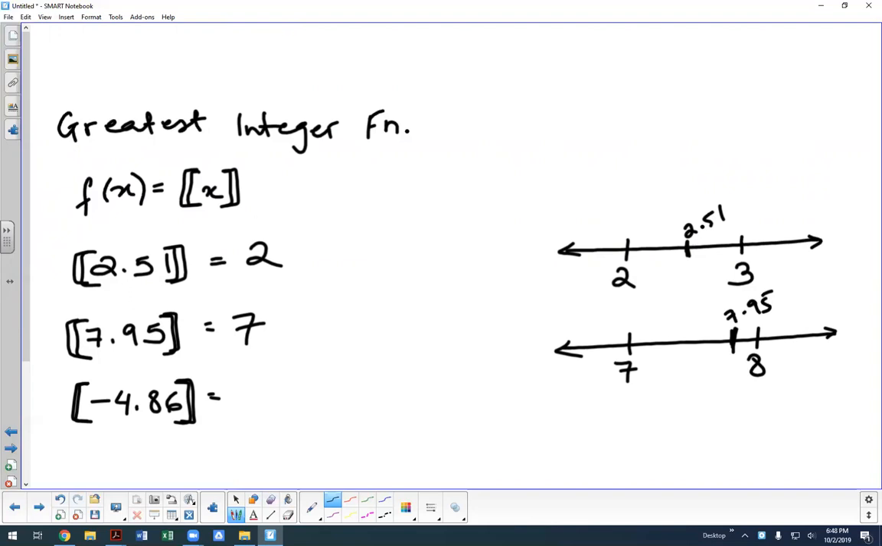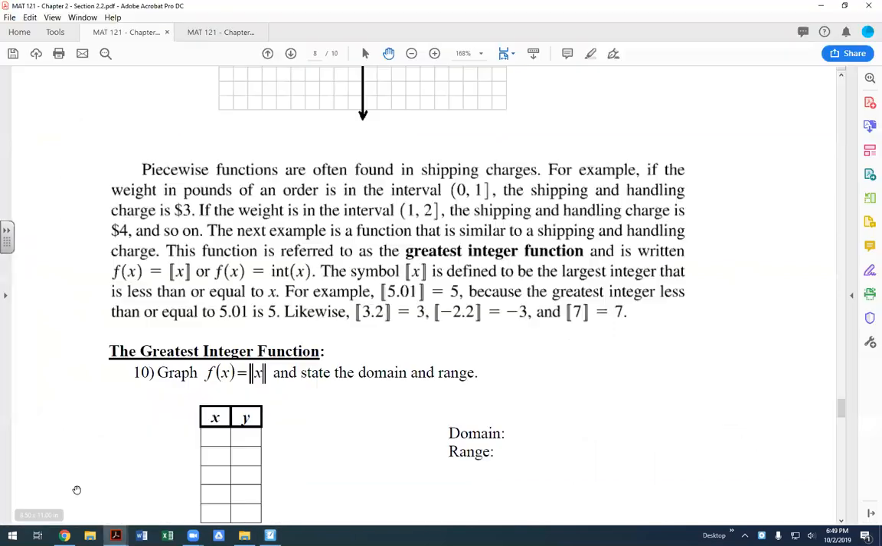Okay, negative 4.86. Negative 5. What do we got? What do we think, folks? Because we're looking at negative 4.86, which will be somewhere over here. So yeah, we're thinking less than, right? So on the negative side, then we've got to start thinking in the opposite direction. So yeah, very good. It is going to be negative 5. Is everybody okay with how we define greatest integer function? Any questions? Okay, good. All right, let's get back to our example here.